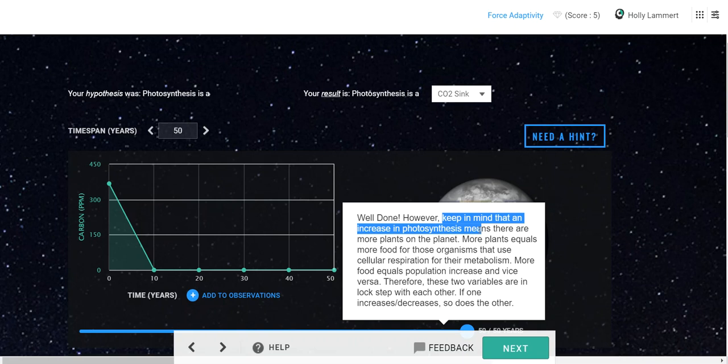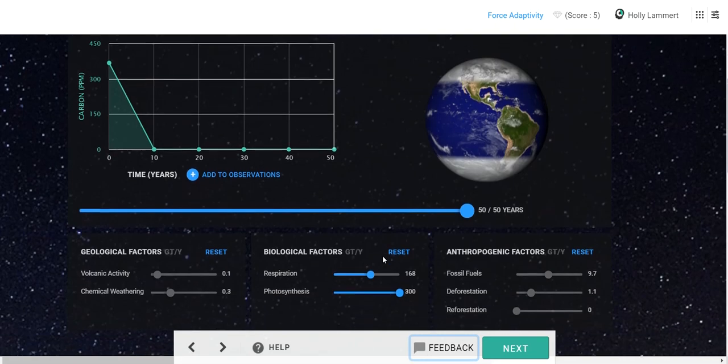Here it says, keep in mind that an increase in photosynthesis means there are more plants on the planet. More plants equals more food for those organisms that use cellular respiration for their metabolism. More food equals population increase and vice versa. Therefore, these two variables are in lockstep with each other. If one increases or decreases, so does the other. So that's kind of what we're getting at with this whole balancing act. So you can change one, but it is going to have an effect on the other.